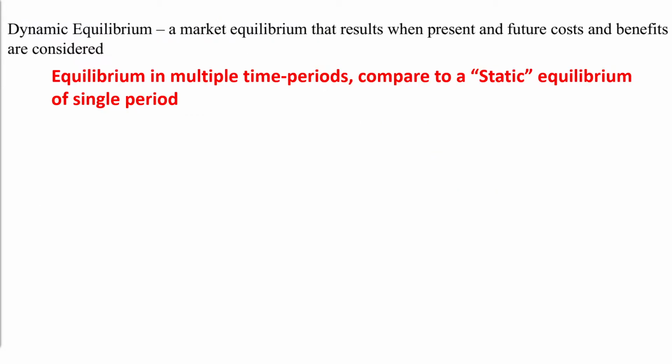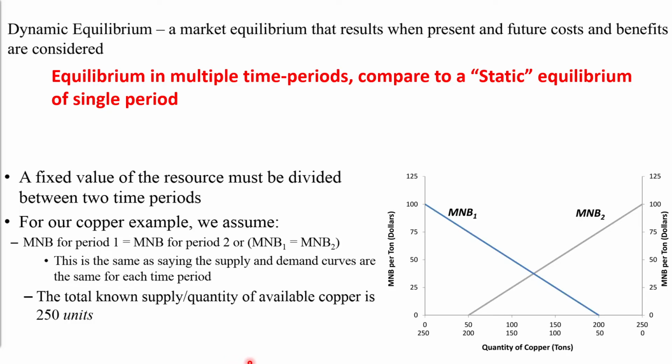Okay, so we are considering a dynamic equilibrium, that is a market equilibrium that results when the present and the future cost and benefit are considered, compared to a static equilibrium. A couple more things we need to set up our model. One, there's a fixed value of resource that must be divided between the two time periods. In this case, it will be 250 tons of copper. So we need to divide it up between the 2 periods.